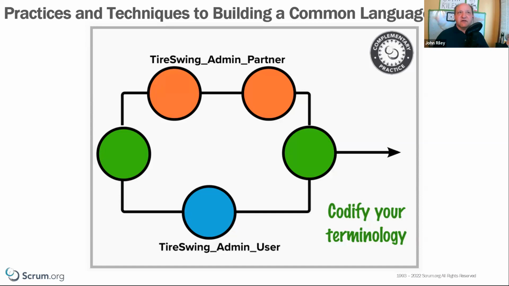Your function headers. Right here is what I have depicted, names of branches in your source control. Tire swing admin user, I know what that means. Tire swing admin partner. If you see this, you are kind of forced to say, okay, well, let's use this. And so there you go. You've codified your terminology. Those are some of the techniques that I have come up with.